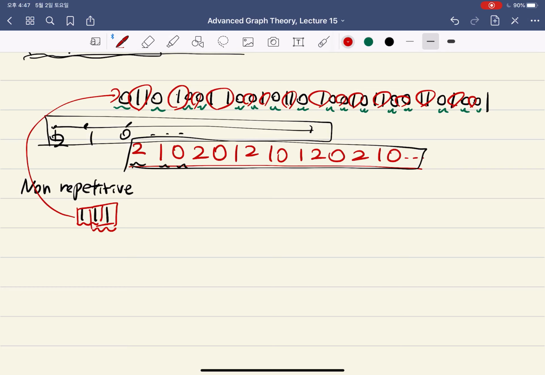So there are no more than two consecutive ones. So this is indeed a ternary sequence. Every number here is 0, 1, or 2.